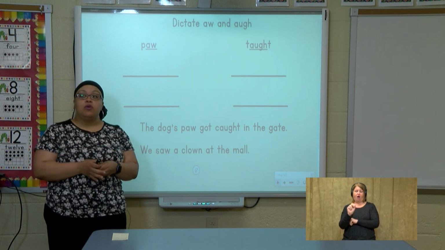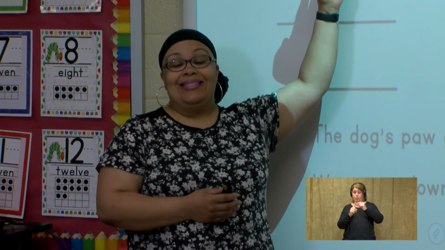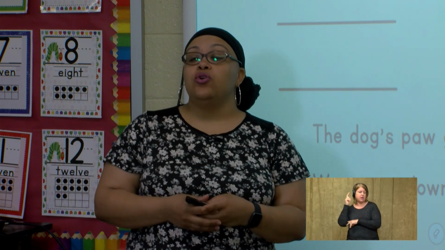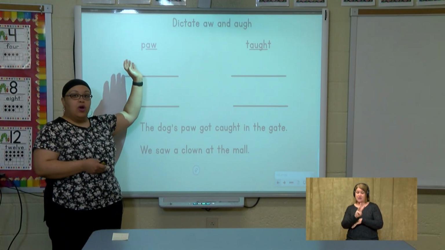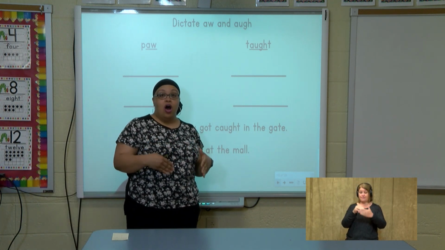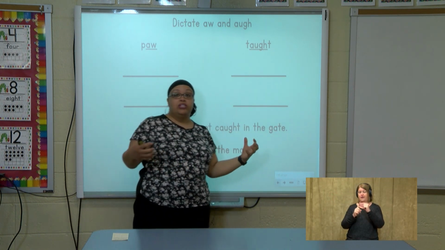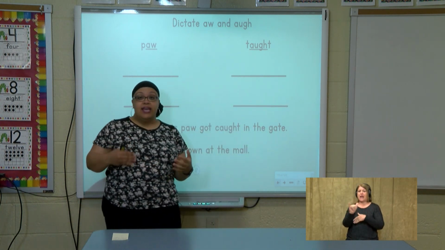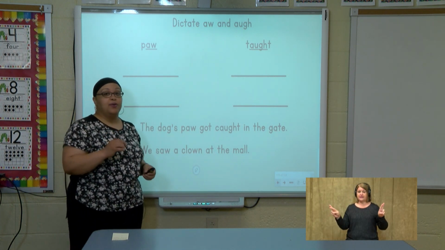Now, usually when you hear ah at the end of a word, it's going to be the letters A-W. So today, if I say a word and you hear the ah sound at the end, you're going to write A-W. A-W says ah, just like in the word paw. In the middle of a word, when I hear ah today, you're going to write the letters A-U-G-H, just like in the word taught. So listen carefully for where you hear that ah sound. You ready? Let's do a first one together.